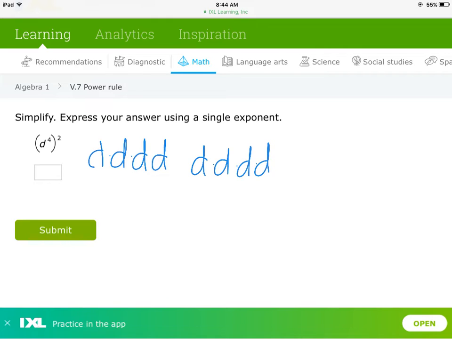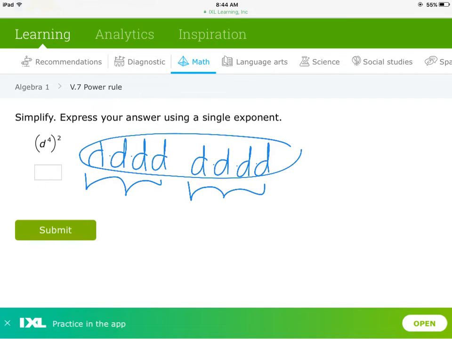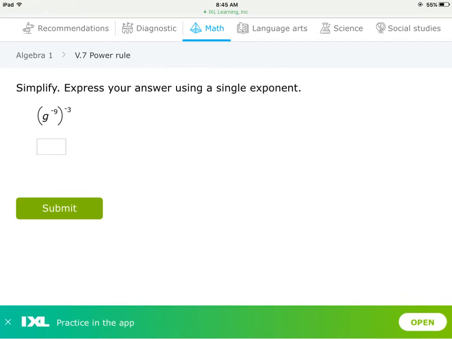If we take a look at this example, we have D to the 4th 2 times. So you can see I have my 4 D's twice. If I add up all those D's, we get D to the 8th power. If I use the shortcut and I look at my exponents and I multiply 4 times 2, that will also give us D to the 8th power.